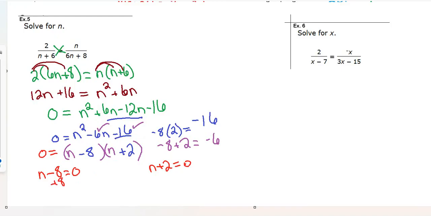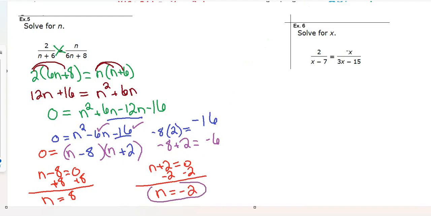I add 8 on both sides on this one, and that leaves me with n equals 8. And if we move this 2, that gives us n equals negative 2. So on this one, we did have two solutions. We have negative 2, and we also have 8. So in other words, if you plugged either one of those numbers back into this equation, it should stay balanced out. It would be fine.